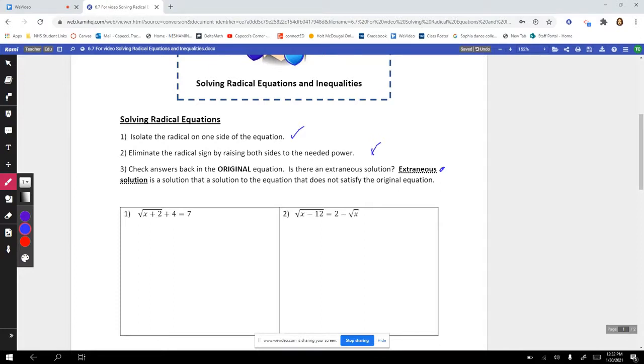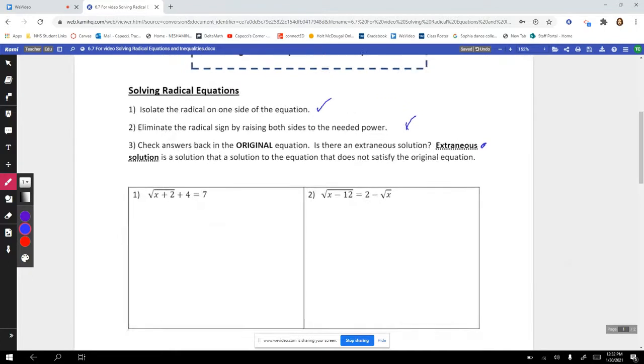Remember, they're a solution that when you solve it, it works. It's not that you made a mistake, it works. But when you substitute it back into the original equation, you do not get a true statement. So let's check it out.